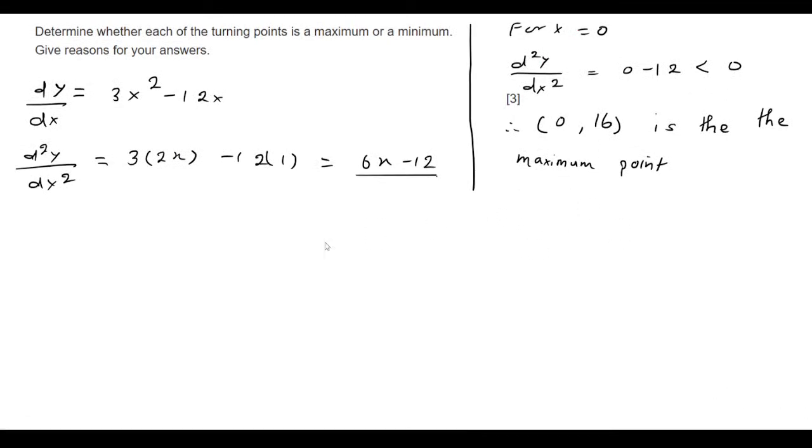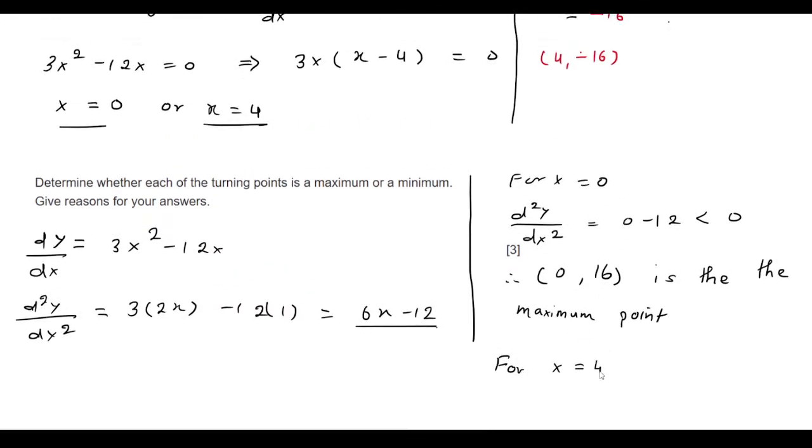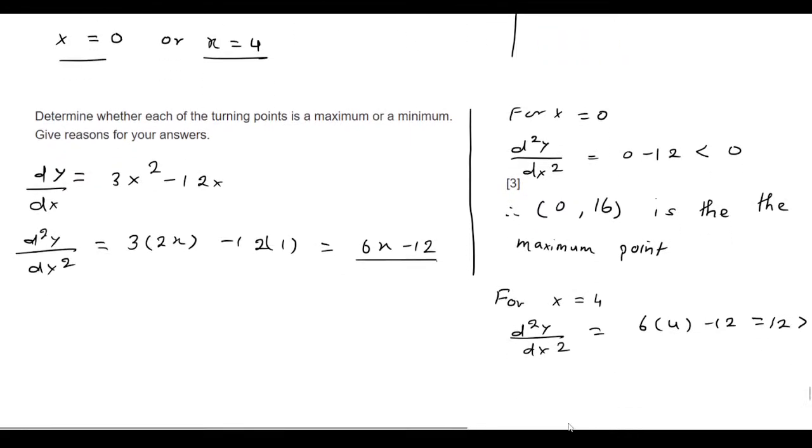Now for the second point, we have x equals 4. For x equals 4, the second derivative d squared y by dx squared is equal to 6 times 4 minus 12, which is equal to 12, which is greater than 0. So therefore (4, minus 16) is the minimum point.